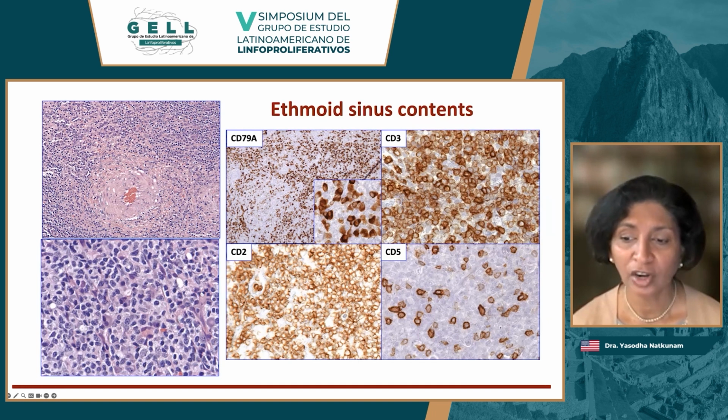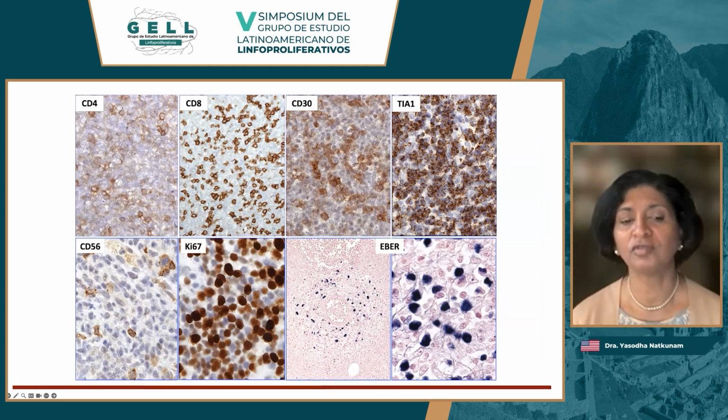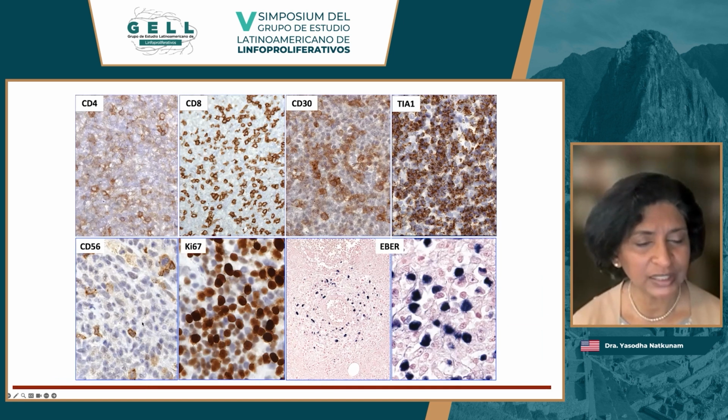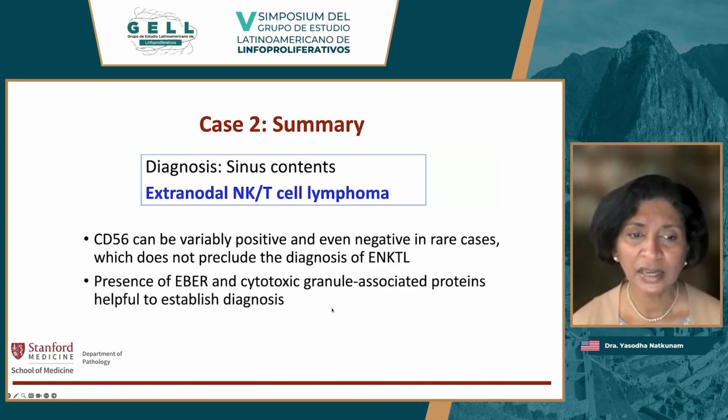So you can see that it's got a very typical immunophenotype of an NK cell, and CD4 and CD8 are only a subset, CD30 is a subset, but TIA-1, which is a cytotoxic granule-associated protein, is beautifully positive. CD56 was less than ideal. Only a few cells were positive and the majority of the cells were negative. It has a very high proliferation rate, and you can see from these two panels that EBV is highly positive, and also highlights here one of the angiocentric lesions going around a vessel. So we made the diagnosis of extranodal NK/T-cell lymphoma in this case.